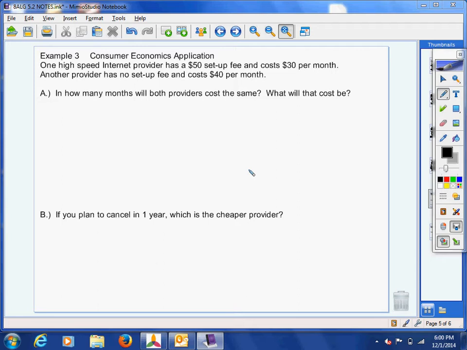One high-speed internet provider has a $50 setup fee and costs $30 per month. Another provider has no setup fee and costs $40 per month. And so as you can see in letter A, they're asking us in how many months will both providers cost the same and what will that cost be?